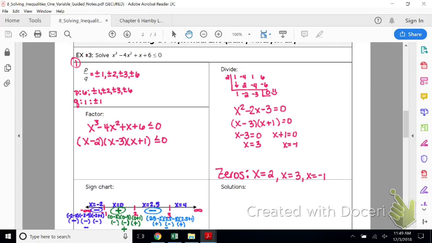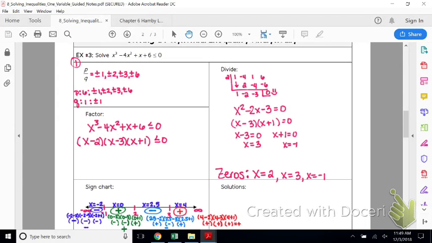And then we're going to plug in the 4. It's going to be positive, but we still have to make sure. So we plugged in the 4. What's 4 minus 2? Positive or negative? 4 minus 3? And 4 plus 1? A positive times a positive times a positive is positive.